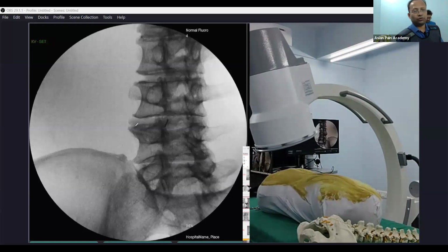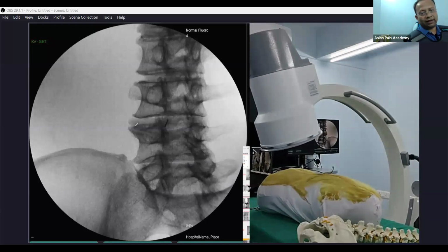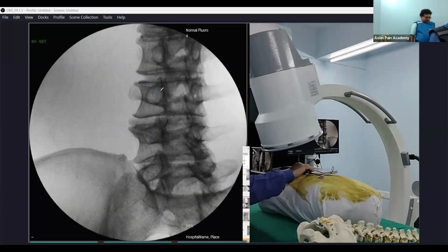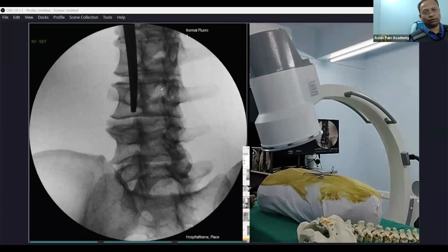Okay, so same scotty dog view. Say left L3-4 only, I want to do a diagnostic medial branch block. So here and here, in these two areas, there are two medial branches, and I will just directly sit on the eye of the dog. Okay, shoot.